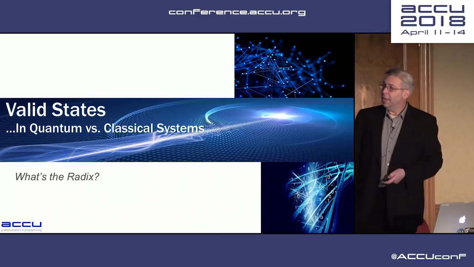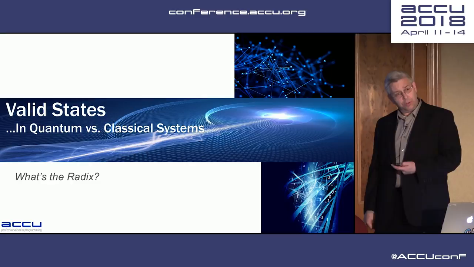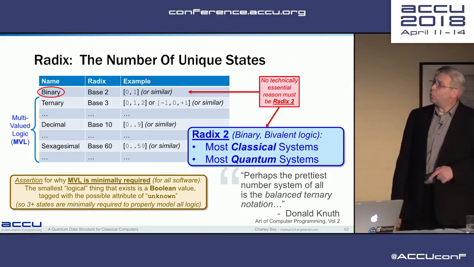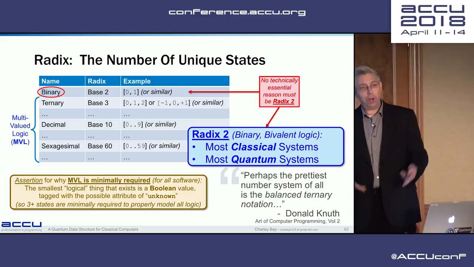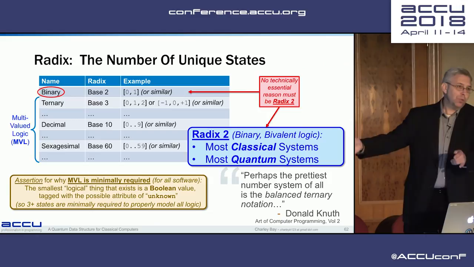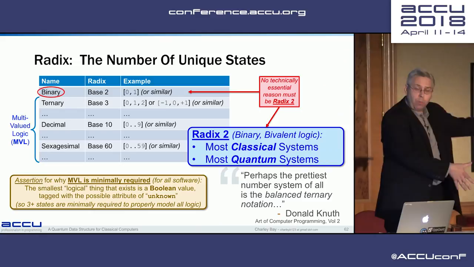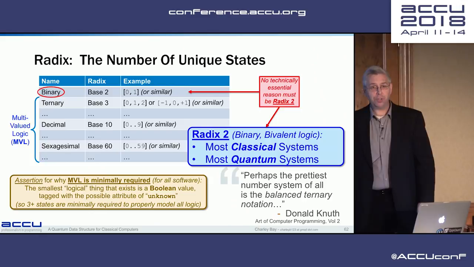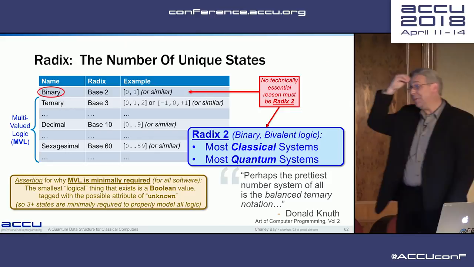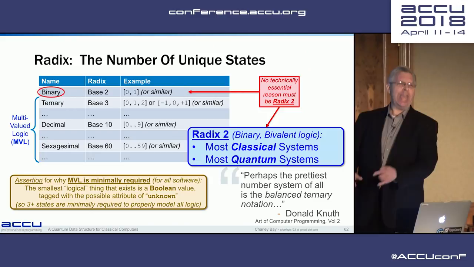In quantum versus classical systems, what is the radix? This ends up being actually a very interesting and important question. The radix is, of course, the number of unique states. So you can have base 2, base 3, base 10, base 60, pick a base, go nuts. Most hardware, most software, most programming languages, because most programming languages are built to talk to instruction set architectures provided by the hardware, are going to be base 2. There's a whole reason they're base 2, largely it's inertia and history. But classical and quantum systems happen to be base 2. I'm on record as saying I think base 2 is really a bad thing. I wouldn't pick base 2, I'd pick base 3, or really anything. Pick anything that's not base 2, and I'd be happy.